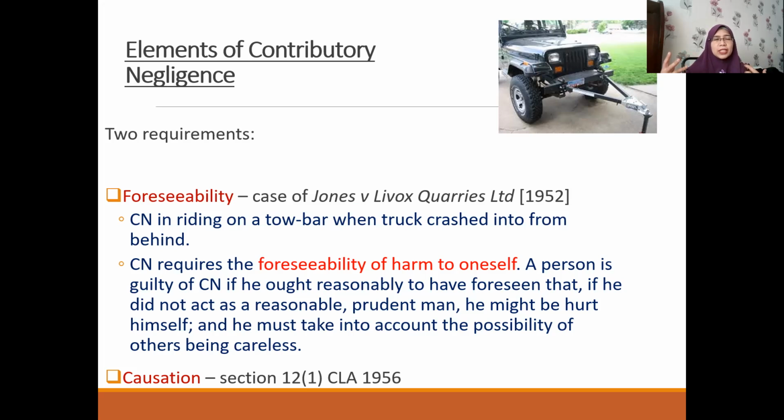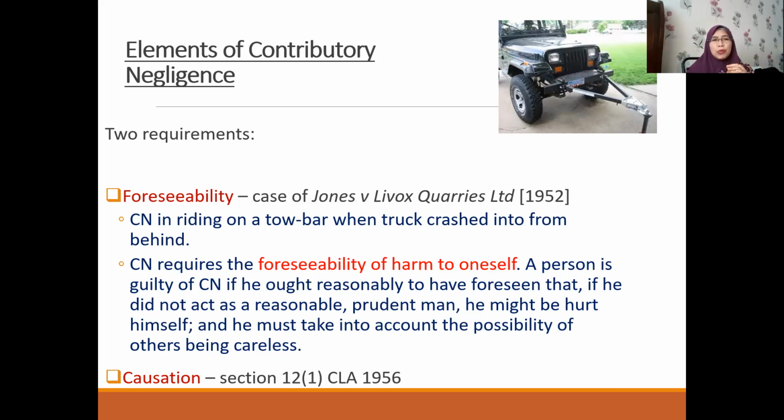Now, contributory negligence. Who has to prove it? The defendant has to prove it. And who caused this contributory negligence? The plaintiff is the one who caused the contributory negligence. So there are two requirements that the defendant must prove. The first one is foreseeability, and the other one is causation. So it's just a straightforward, simple one.